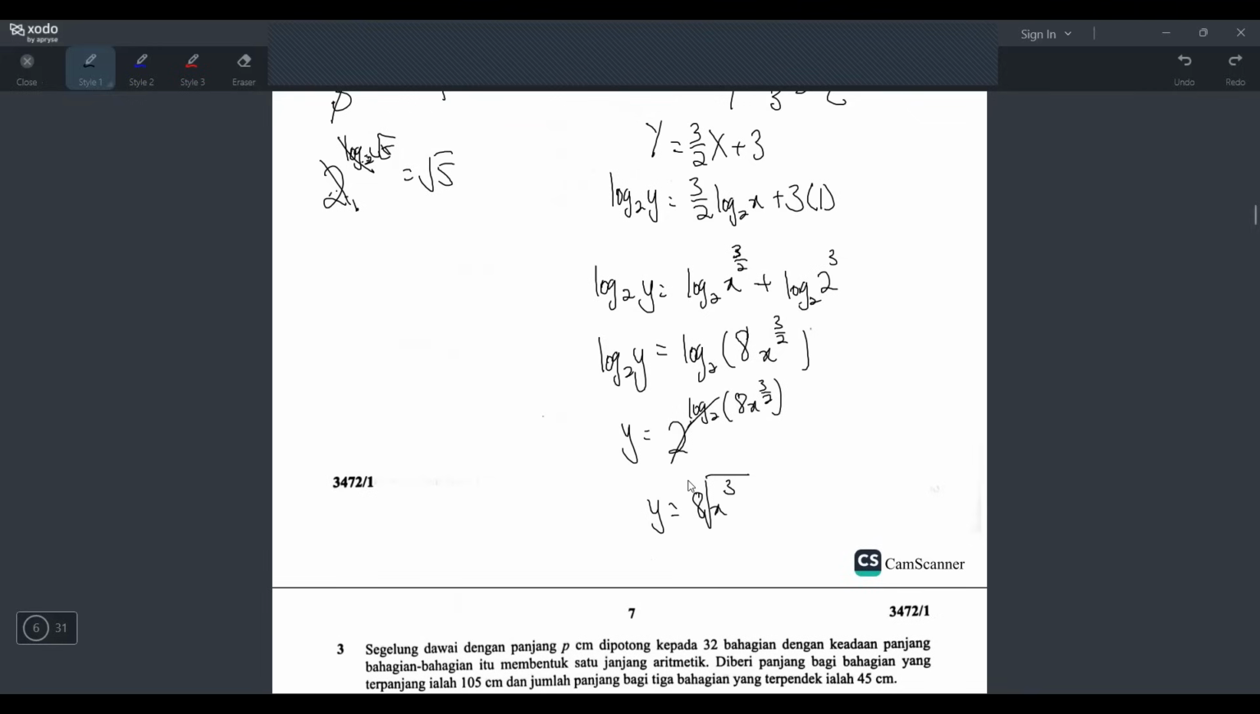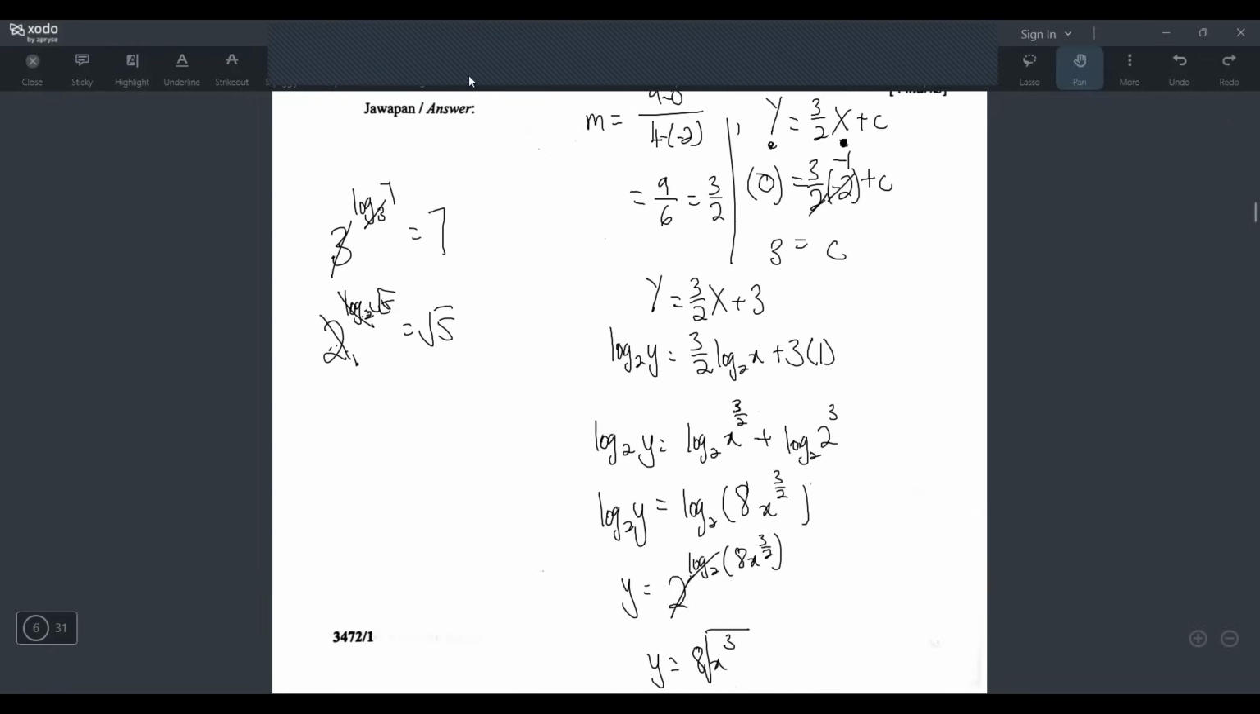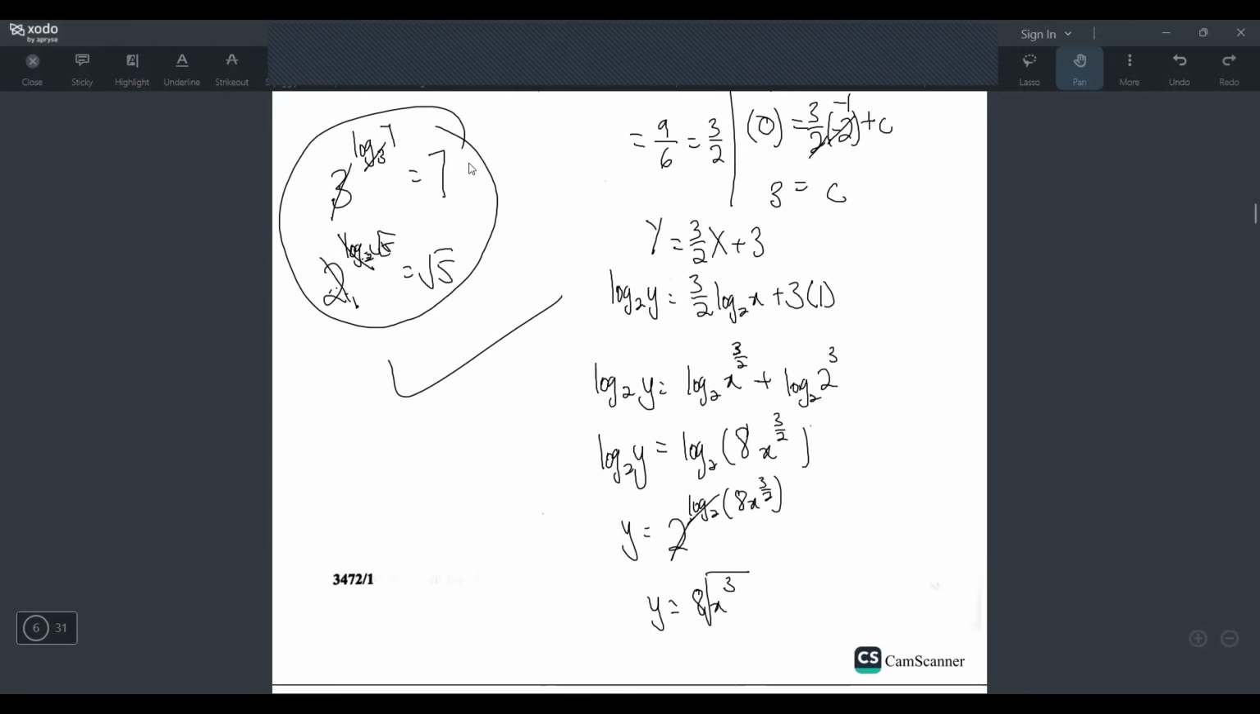I want to mention something here. When you reach here, some students will say, hey sir, you can compare, right? This one is log equals log, and both logs have the same base, so we can straight away take the number here and the number here, compare, and get y equals 8x power 3 over 2. You can also get the same answer. But I think it's important to learn this method also, because not many students know this. So that's why I explained it also, and I hope you understand my explanation.